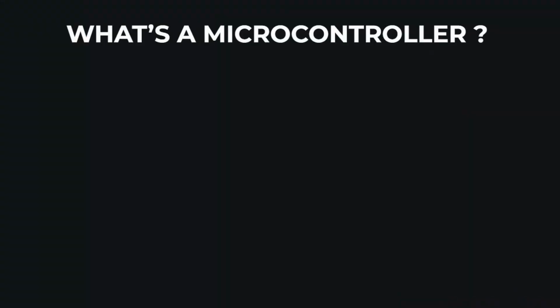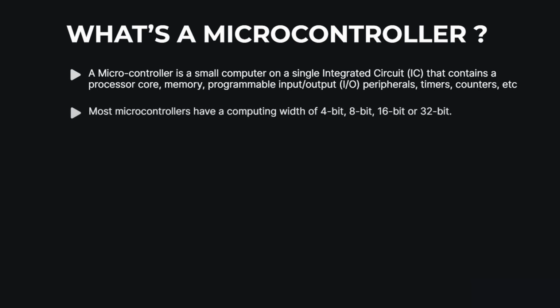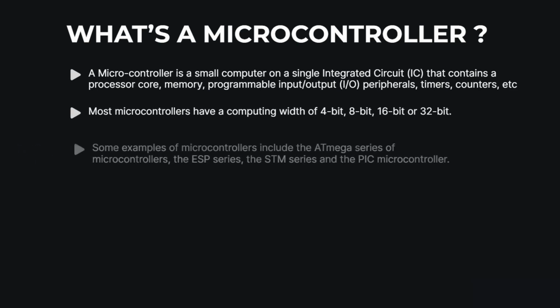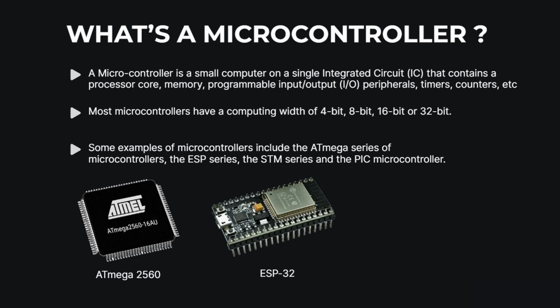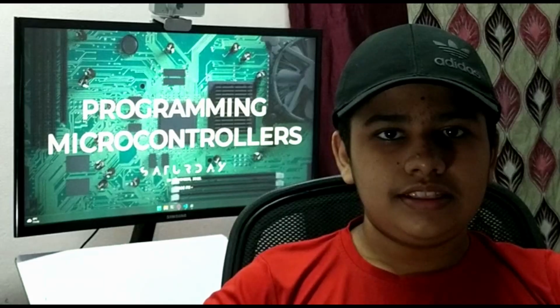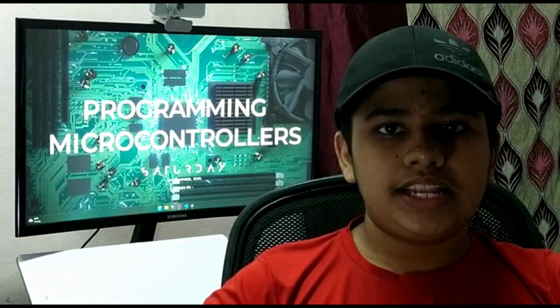So what's a microcontroller? A microcontroller is a small computer on a single integrated circuit that contains a processor core, memory, programmable input-output peripherals, timers, counters, etc. Most microcontrollers have a computing width of 4, 8, 16 or 32 bits. Some examples of microcontrollers include the ATmega series, the ESP series and the STM series of microcontrollers as well as the PIC microcontroller.